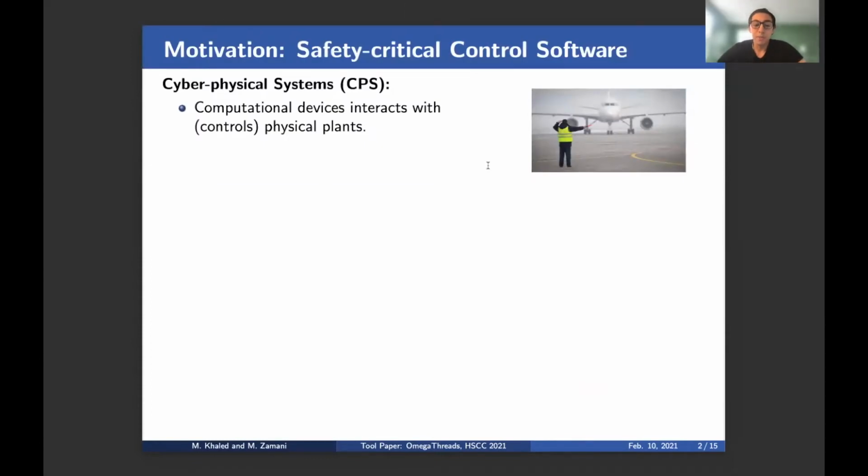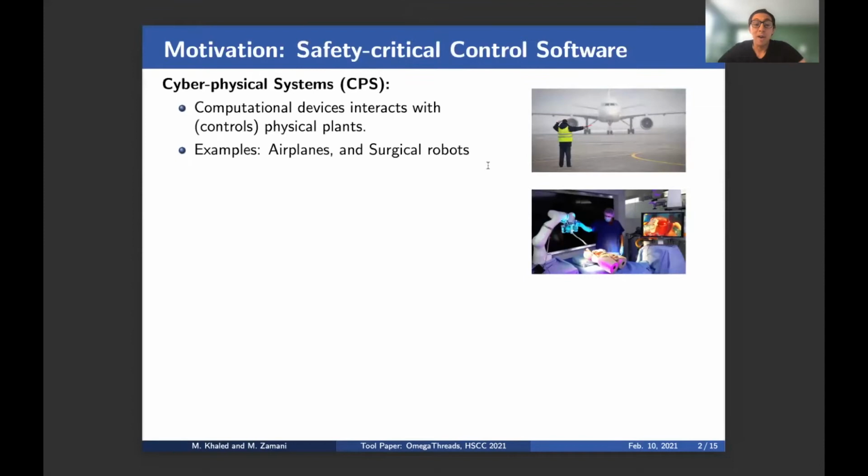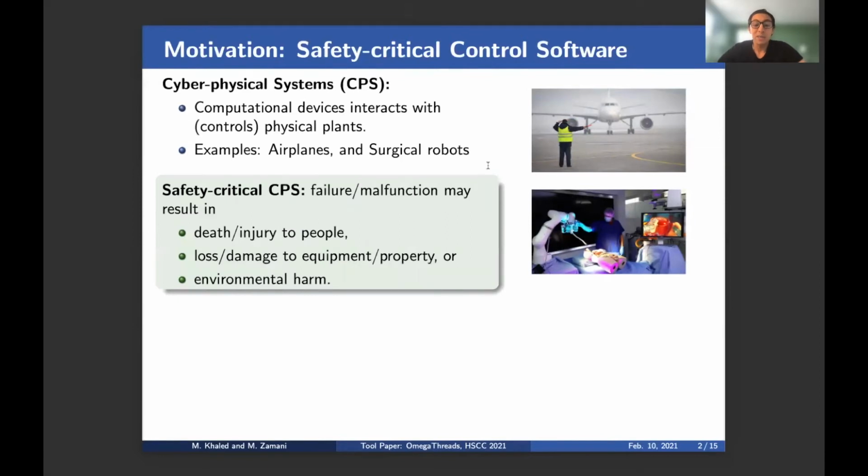We start with a motivation. Cyber-physical systems are collections of computational devices that interact with or control physical systems. Examples of cyber-physical systems are airplanes, smart grids, and surgical robots. A safety-critical cyber-physical system is a subclass of cyber-physical system where failure or malfunction may result in death or injury to people, loss or damage to equipment or property, or environmental harm.